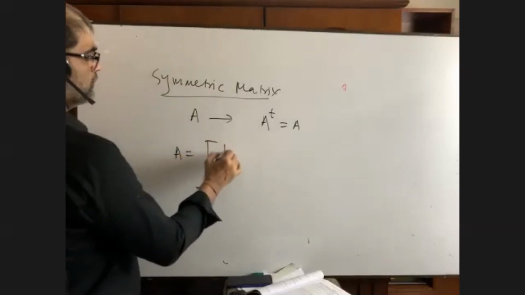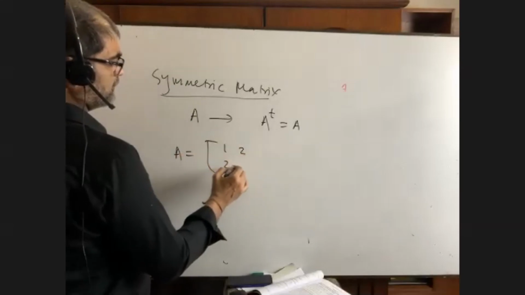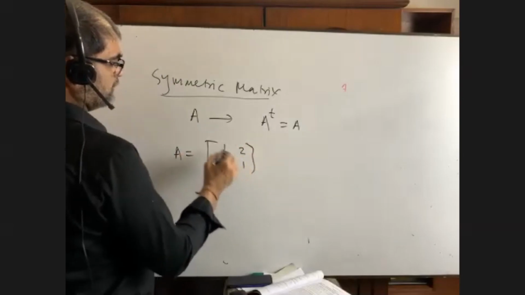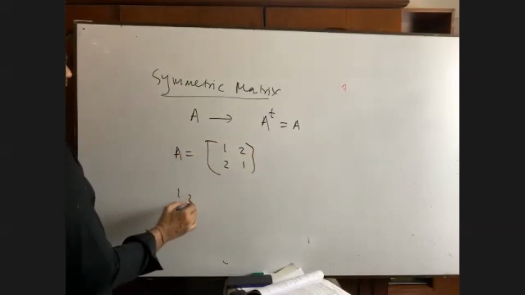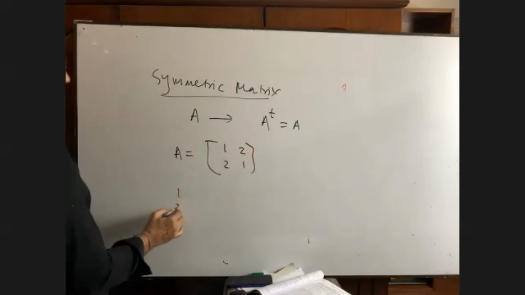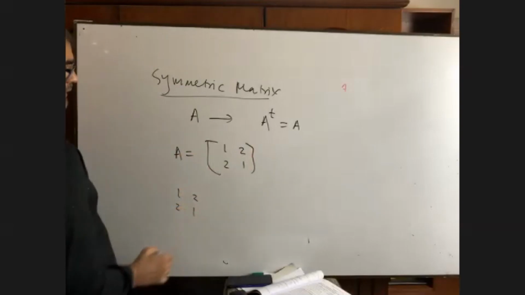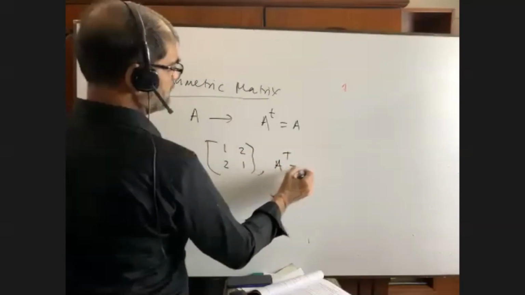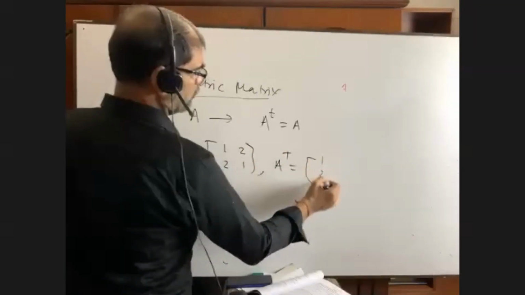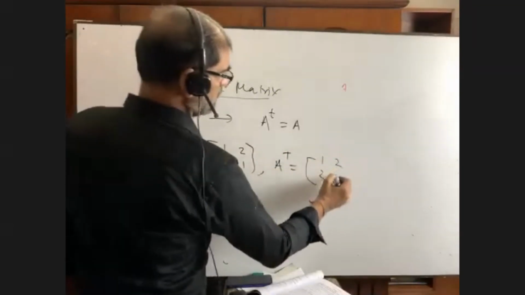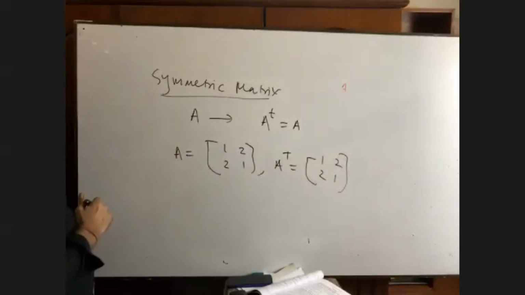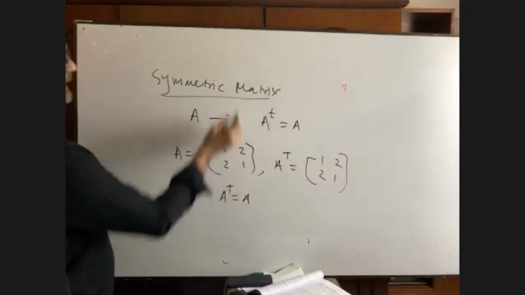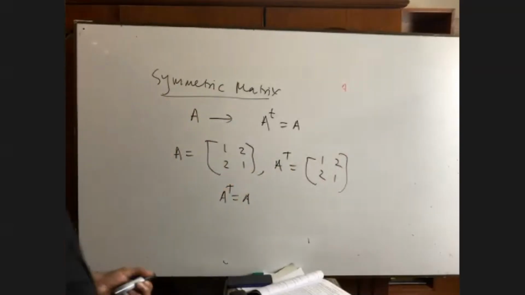Suppose A equals to 1, 2, 2, 1. Suppose it is a matrix, okay? And what is its A transpose? Can you tell me please? Row will be column, row will be column, and column will be row. Are you getting the same? Yes, sir. Are you getting A T equals to A? Then it is called symmetric matrix.